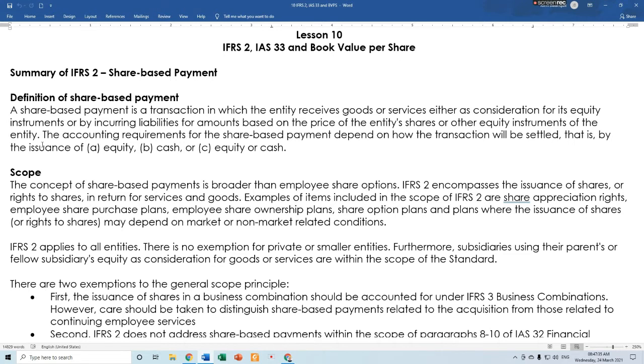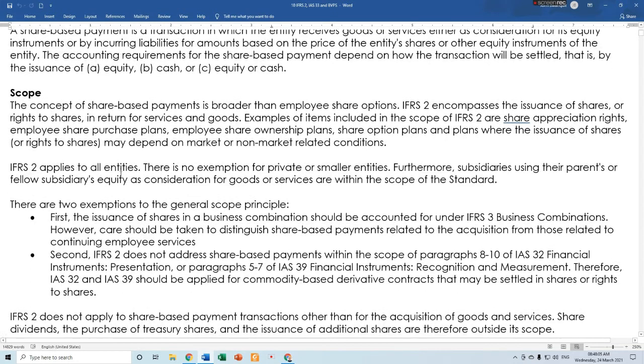Second is babayaran mo siya ng cash pero based on the value of your shares, or bibigyan mo siya ng option to receive equity or cash. Siya mamimili. Okay, so yun yung ating share-based payment. Basta ang concept niyan, share-based payment meaning the payment is either the shares itself, or the equity itself, or cash that is based on the value of your shares, or an option to receive either the shares or the cash. Okay, so let's go to the scope.